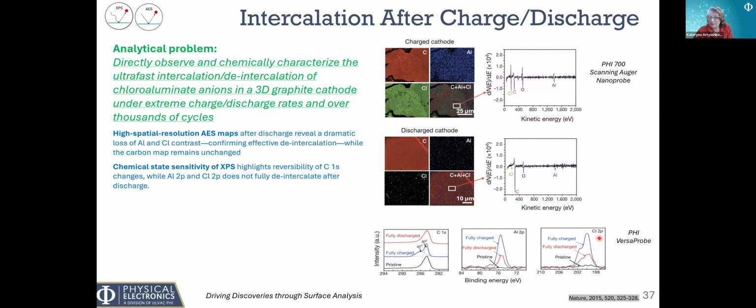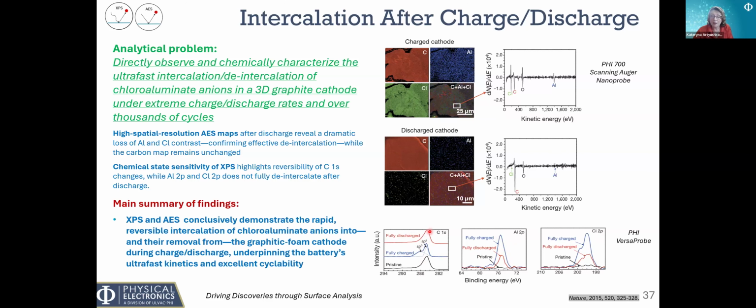While for aluminum and chlorine, there is partial intercalation. So we can see that the fully discharged state is not coming back to the fully charged. It has a little bit of difference between the charged and discharged state. But still, by combining these techniques, they demonstrated a fast reversible intercalation process, and that is what really underpins the battery kinetics and cyclability of the battery.